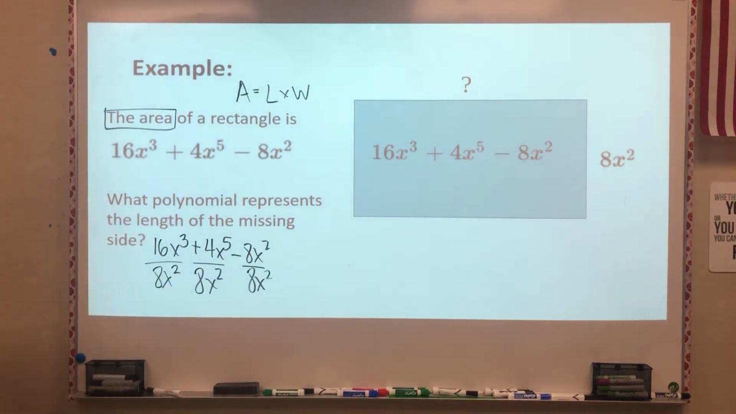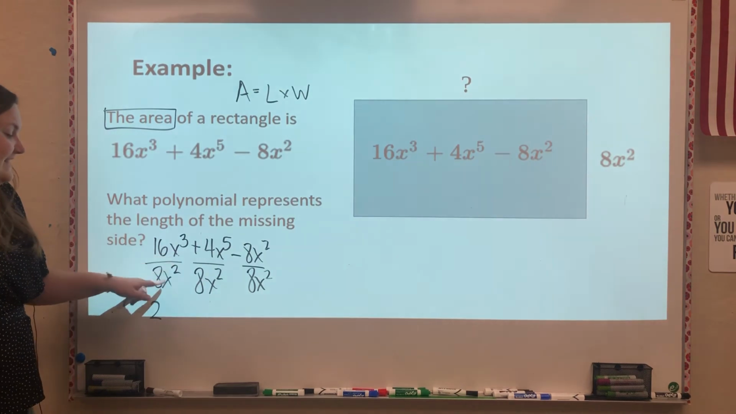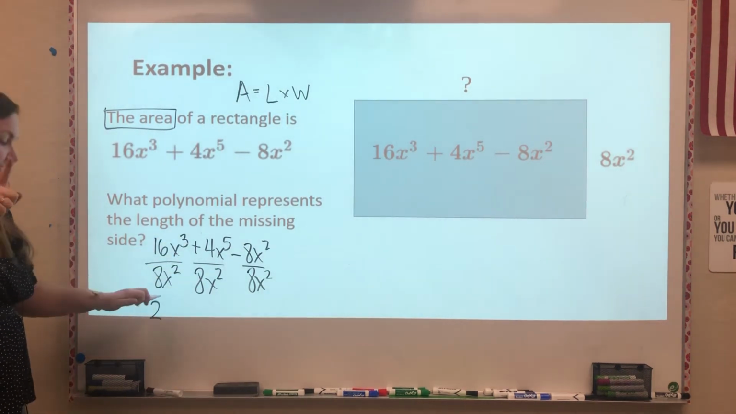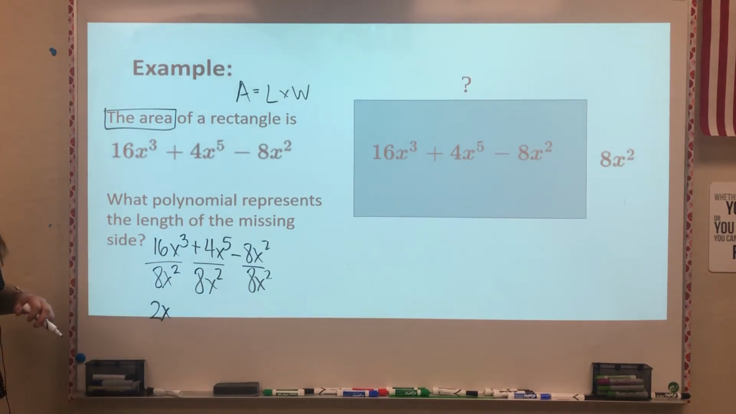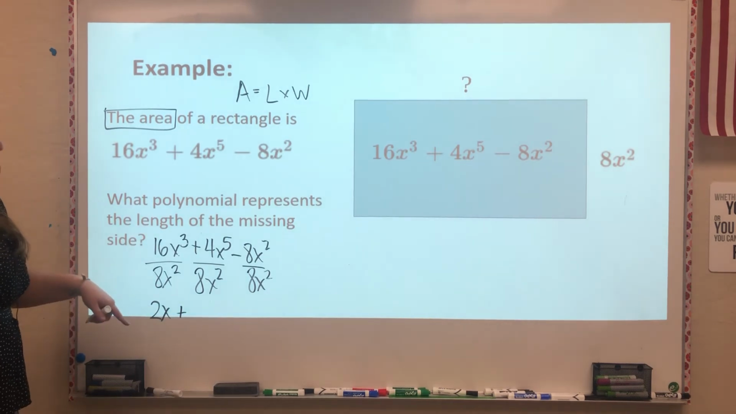For the first part, the 16x cubed divided by 8x squared, what's that going to give me? Well, 16 divided by 8 gives me 2. And then x cubed divided by x squared, I am dividing. We just said earlier when you're dividing and the base is the same, you want to subtract those exponents. So I'm going to say 3 minus 2 gives me 1. So I want x to the first power, but I don't need to write that 1 because you don't write the exponent when it's 1. That's what I get from the first division problem.